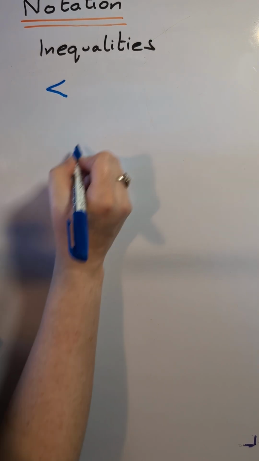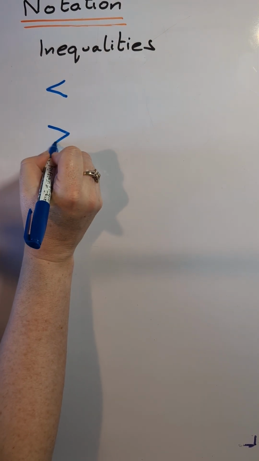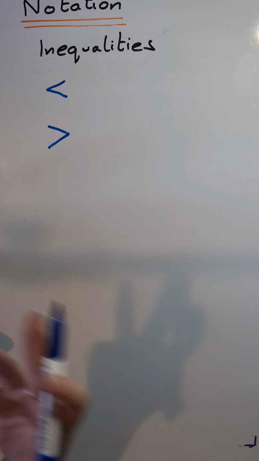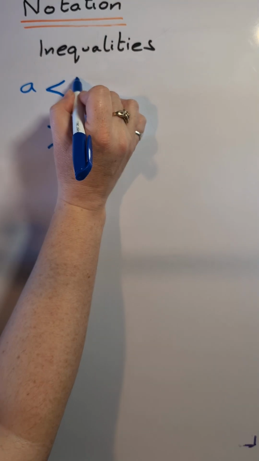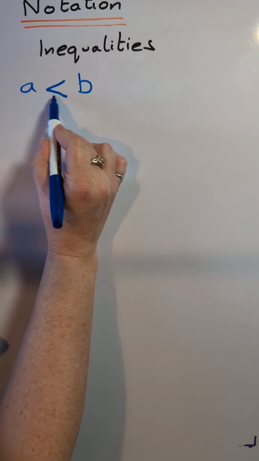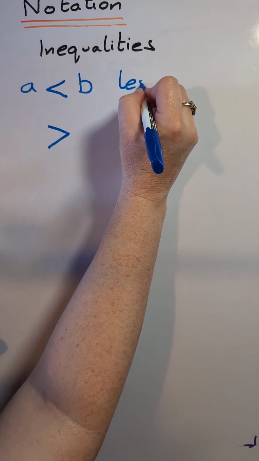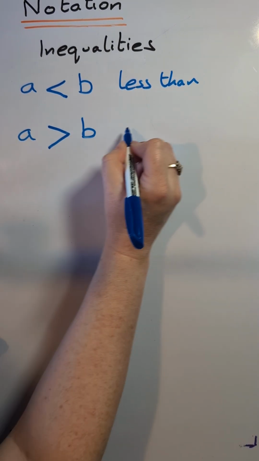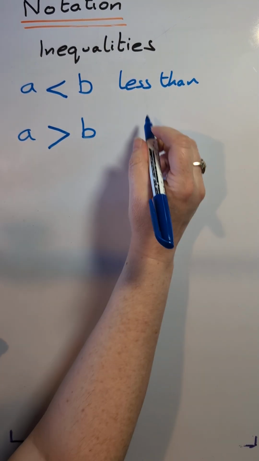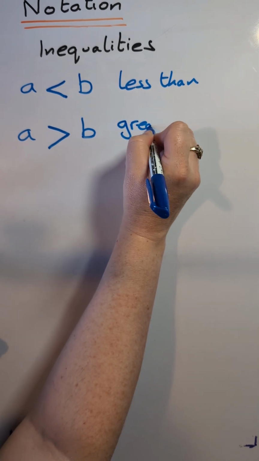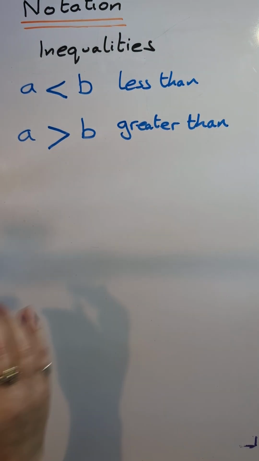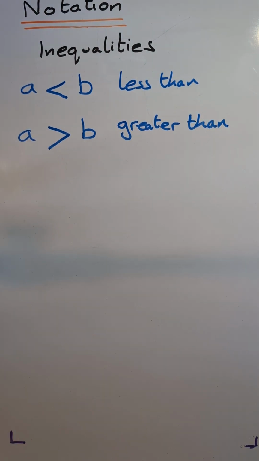We have got this symbol and this symbol. The thing to remember with these, you always have a number or a letter before or after. So if I have A and B, I have got A is smaller than B. So that one is our less than. And if I have this one, I have got A is bigger than B. So this is our greater than. And the way to remember it is it points to the smallest one. So the one with the point nearest it is the small one.